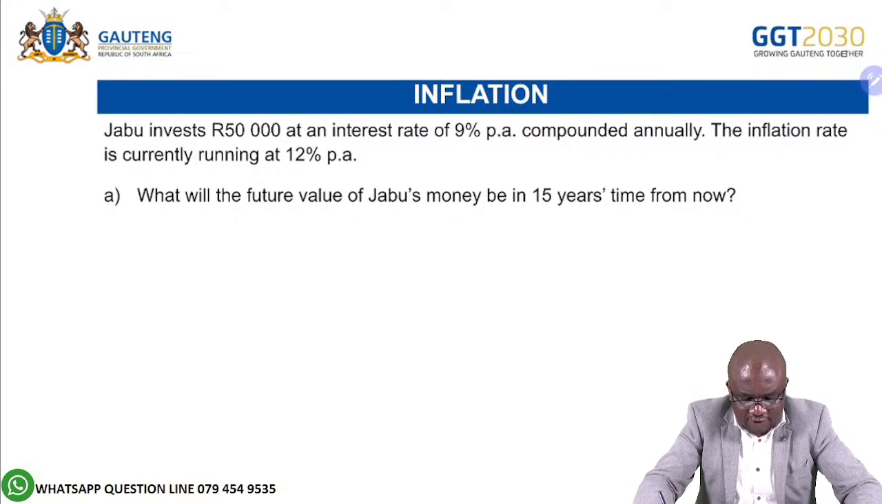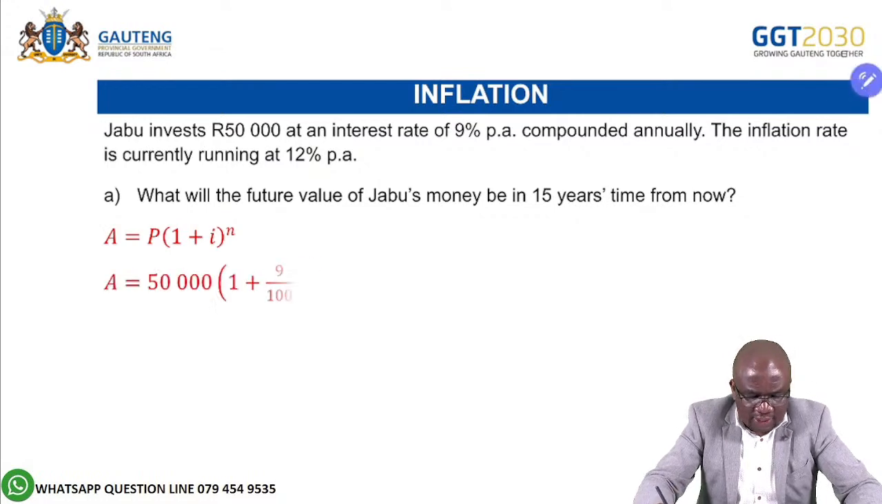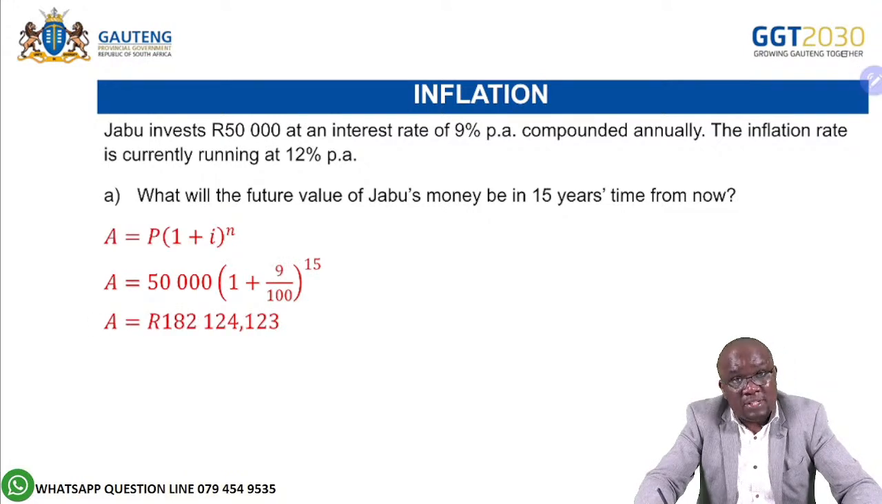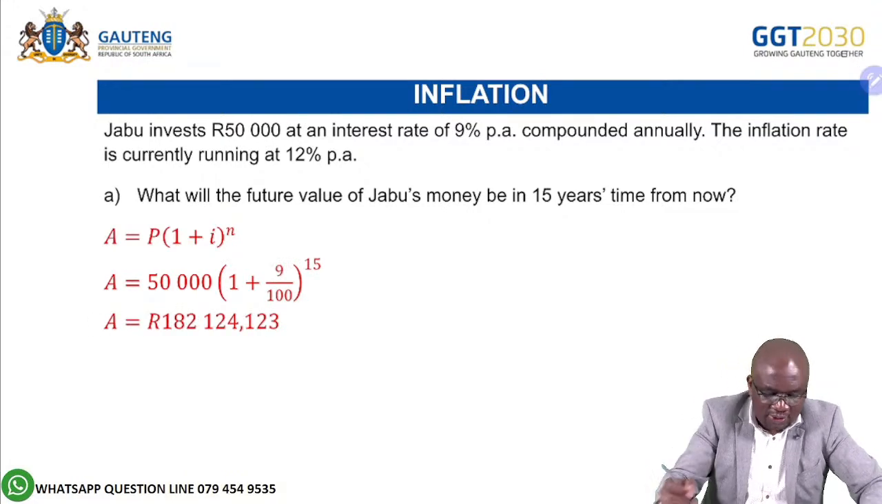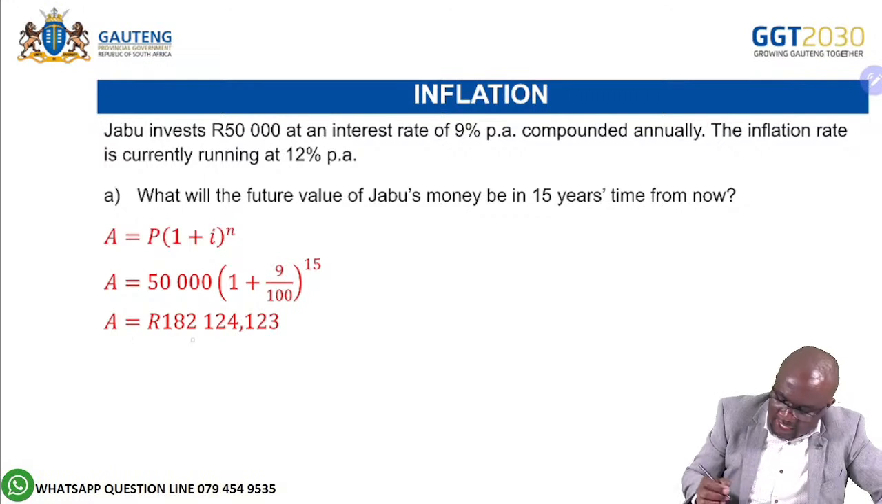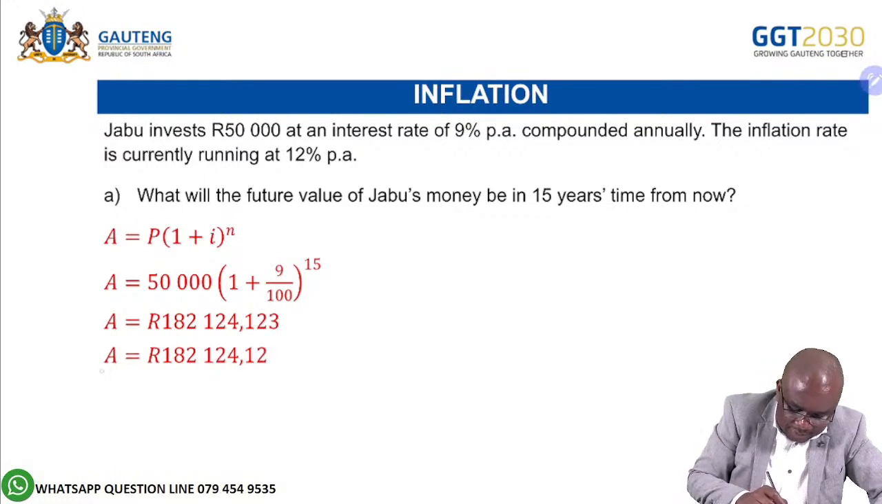What will the future value of Jabu's money be in 15 years' time? So we put in the formula there. Please, if you can be ahead of me, try to do that, and then substitute into the formula. It means Jabu will have 182,124 rand and 12 cents.